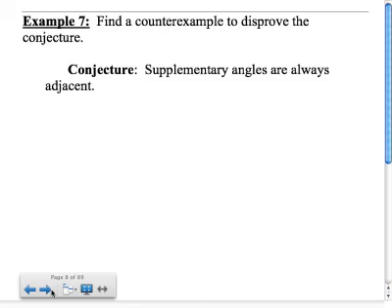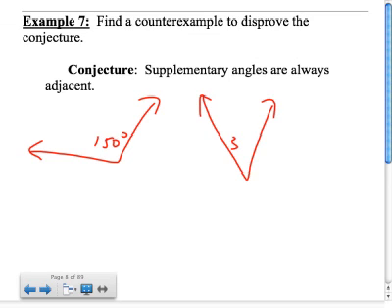Find one specific example. Find a counterexample to disprove the following conjecture. Supplementary angles are always adjacent. No, they're not. Those two angles are supplementary, but they're not adjacent. They add up to 180, right? But they are not adjacent. There is your counterexample. It's one specific case where this conjecture does not hold true.